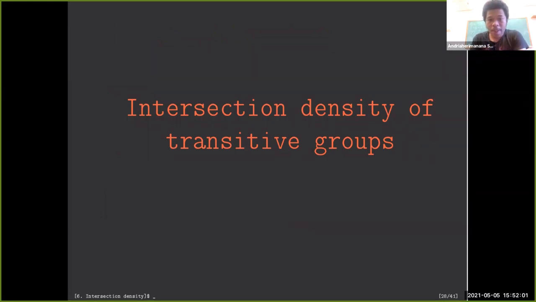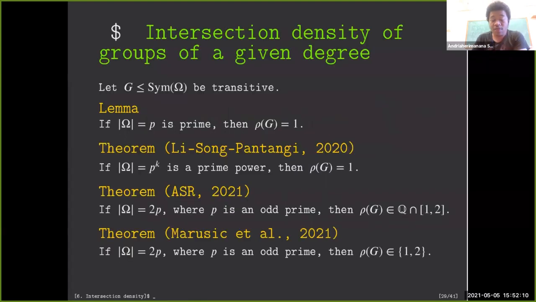And so now I'm going to talk about some problems on the intersection density of transitive groups of certain degree. So basically, if we take a transitive group G whose degree is a prime number, then using the Clique-Coclique bound, we can easily prove that rho of G is equal to 1. So it has the EKR property.